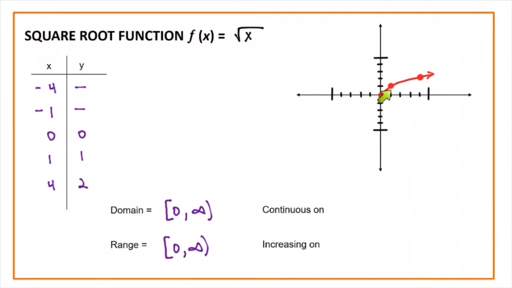This graph is continuous on its entire domain. Once it gets going, it doesn't have any breaks. So we would say this graph is continuous on the interval from 0 to infinity. And it's always going uphill as we move to the right. So this graph is increasing on the interval from 0 to infinity. But notice that whenever we talk about increasing and decreasing, we always talk about an open interval. So you won't see any brackets on the intervals where the function is increasing or decreasing.